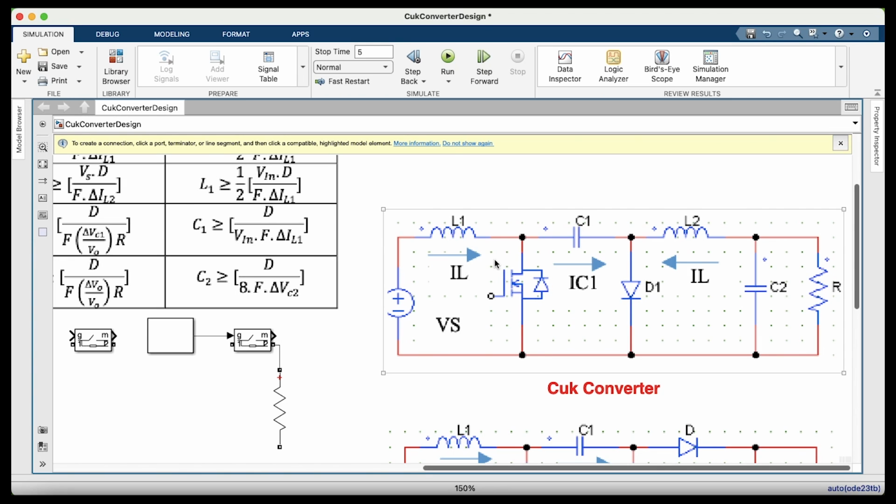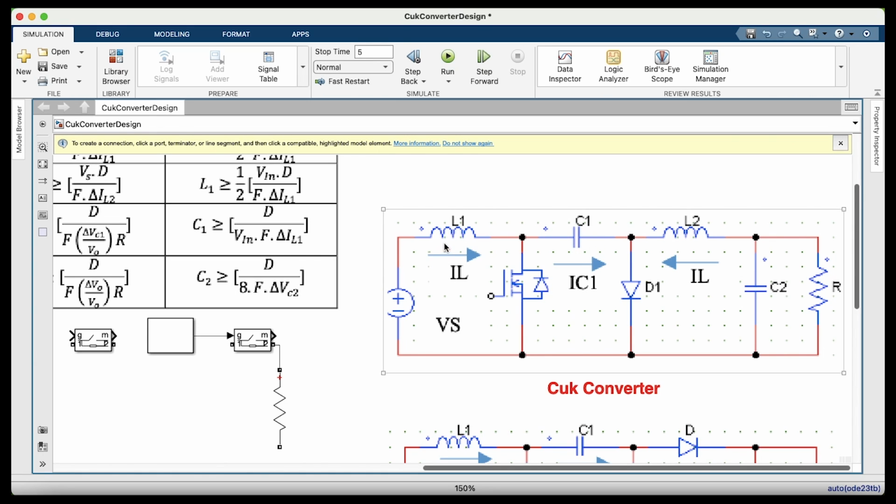Working principle of Cuk converter. It operates in two modes: one is switch on mode, another is switch off mode. First we will discuss the switch off state. During the switch off state, this switch will be open circuit. Therefore, energy stored in the capacitance will discharge through this diode. This diode becomes forward biased due to the maximum stored energy in the capacitance.